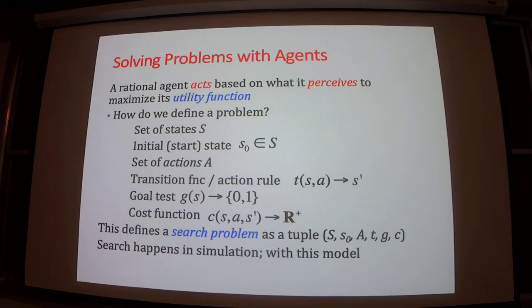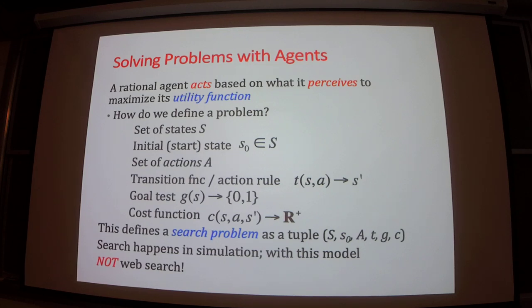So search happens in simulation with this model. This is really important. If we're using search to plan motions for a robot, for instance, we don't have the robot searching over the set of possible actions by actually moving in the world. It is doing this in simulation in advance, and then once it finds a solution, that is the thing that we execute. This is probably obvious by now, but we're not talking about web search.